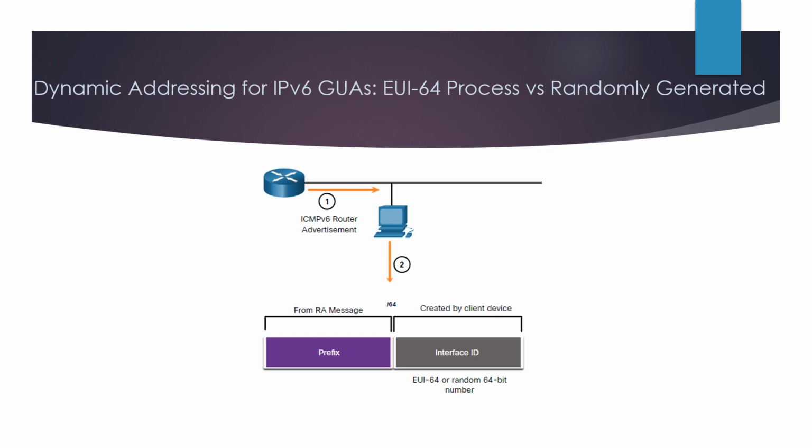interface ID. The interface ID can be created using the EUI-64 process or randomly generate a 64-bit number as it is shown here in the figure. And you will see that the router sent a router advertisement message, and the PC will use the prefix in the router advertisement message and use either the EUI-64 process or a random 64-bit number to generate an interface ID.